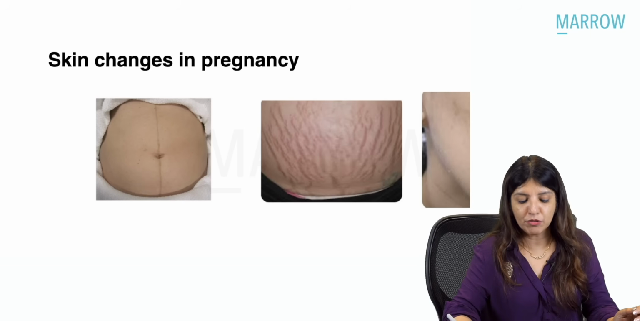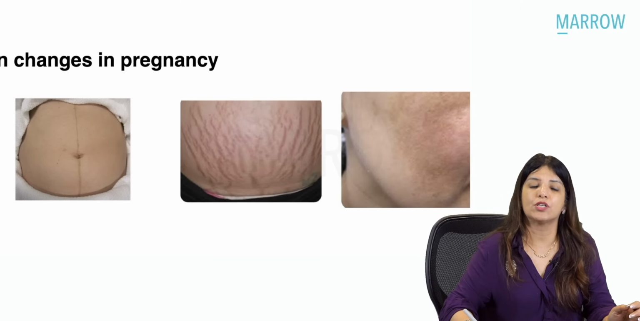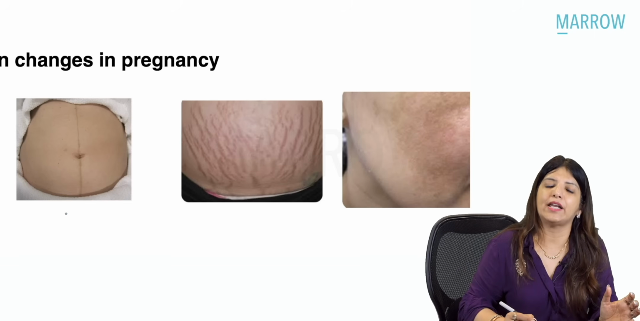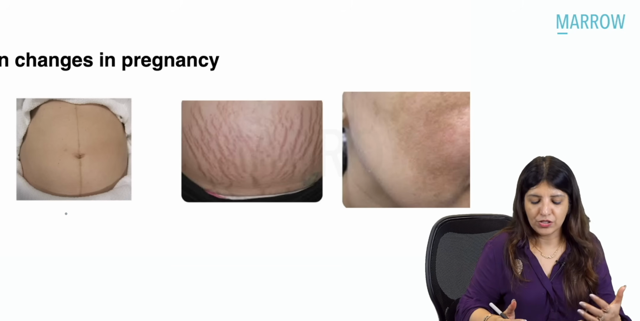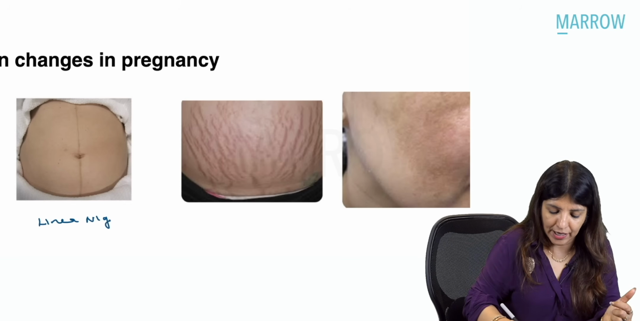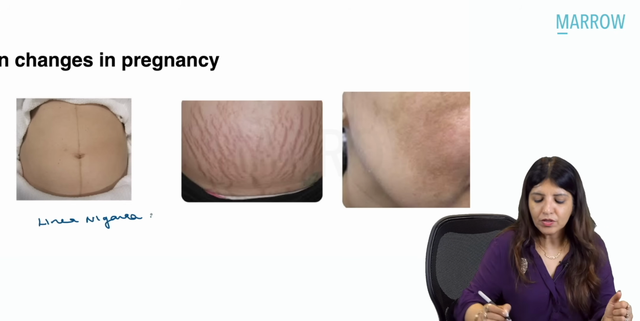Now, miscellaneous images in OBS, coming to skin changes in OBS. This line over here, which is a dark brown black colored line extending from the xiphisternum to the pubic symphysis, is called linea nigra, right?